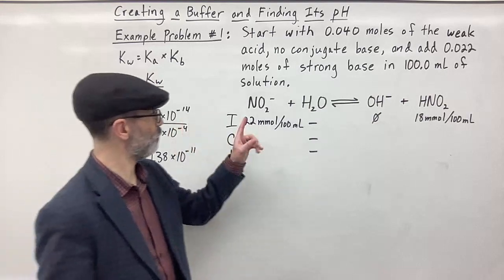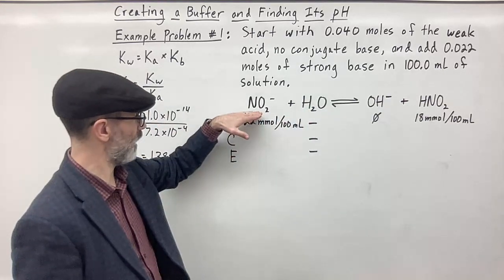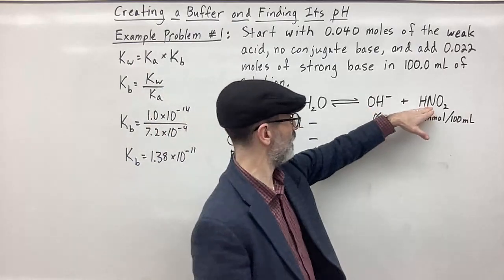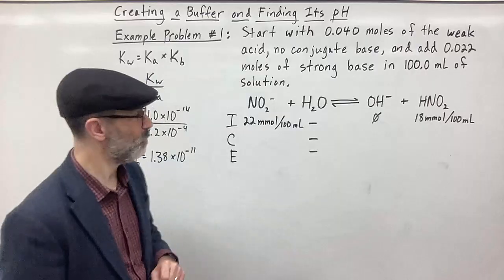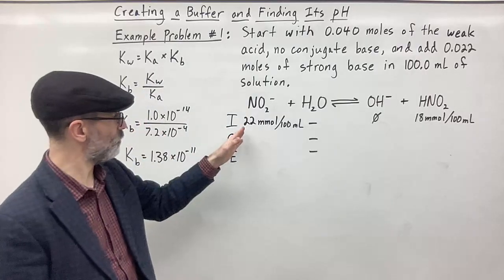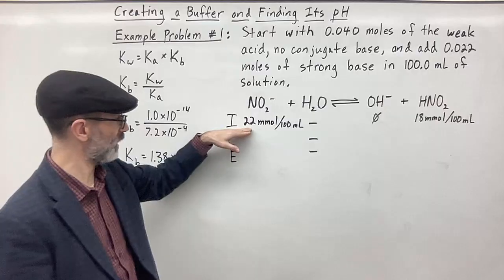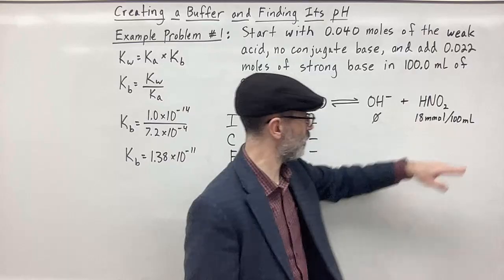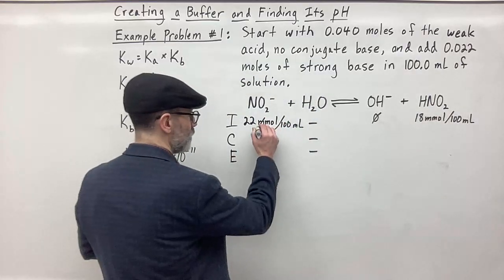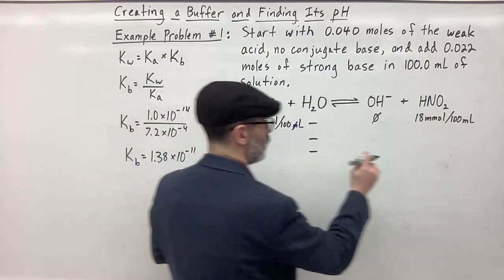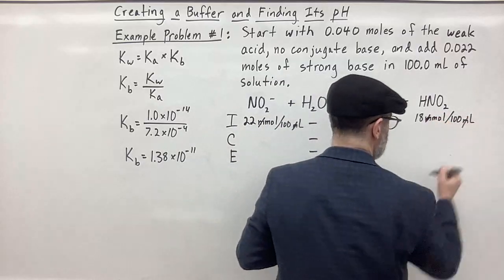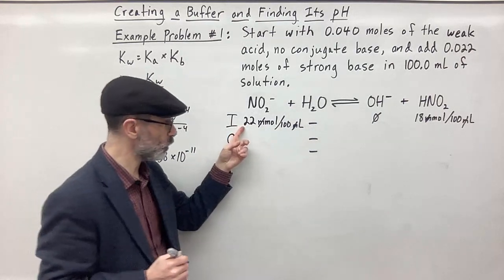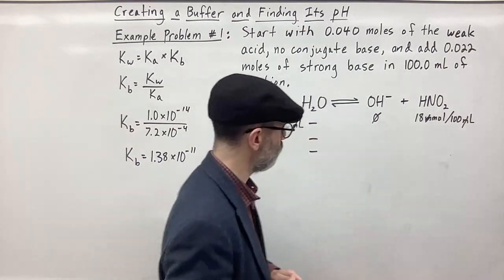Now here's the ICE table using our new equation. So we have the conjugate base reacting with water to form hydroxide ion and the weak acid. Now we have 22 millimoles on this side divided by 100 milliliters, and then 18 millimoles divided by 100 milliliters. Remember, the milli is going to cancel out, so we have moles per liter, and that's going to give us 0.22 molar and 0.18 molar.